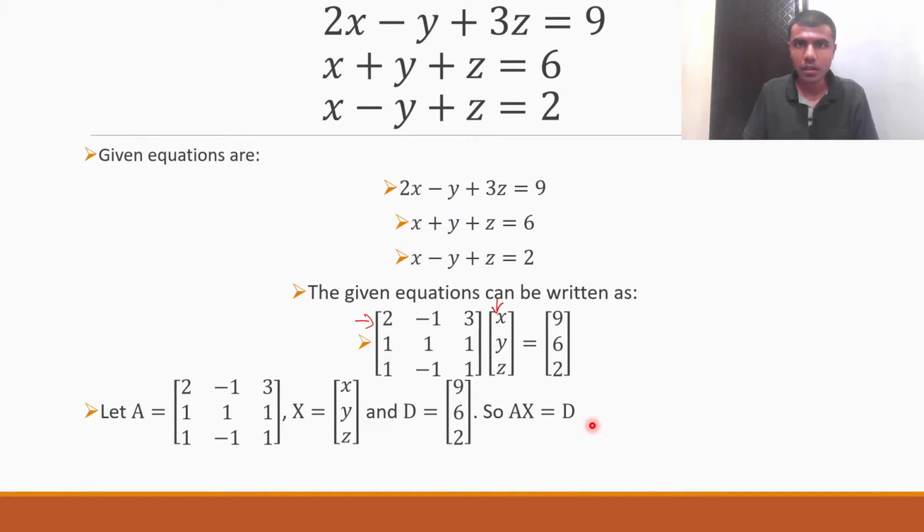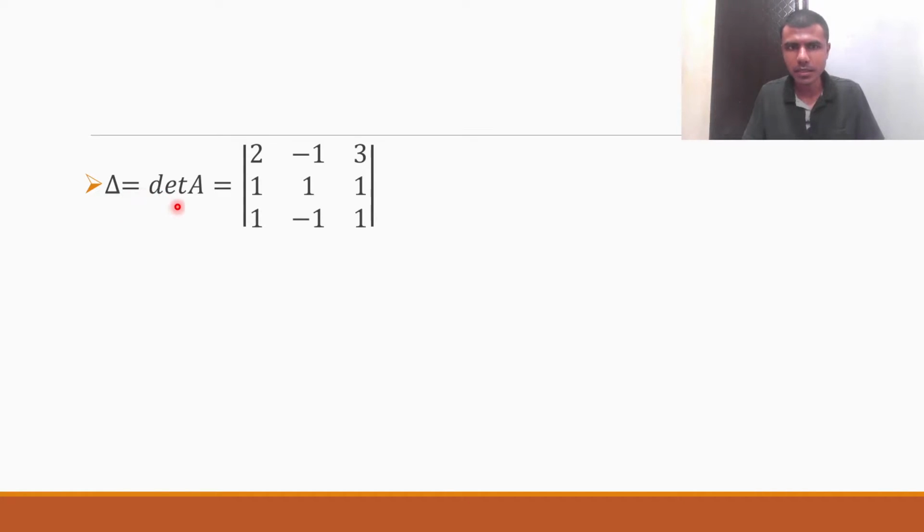Now, before we apply the matrix inversion method, first we have to check whether the determinant of A is equal to 0 or not. If the determinant of A is 0, we cannot use the matrix inversion method. So first let us find the determinant of A. Delta is nothing but the determinant of A. Det A is nothing but the determinant of this matrix.